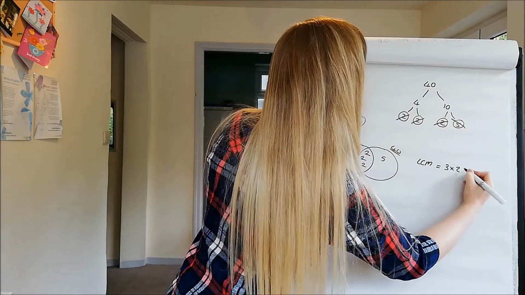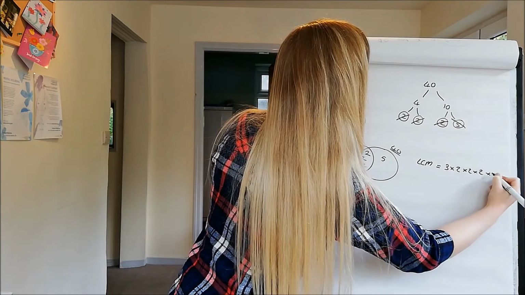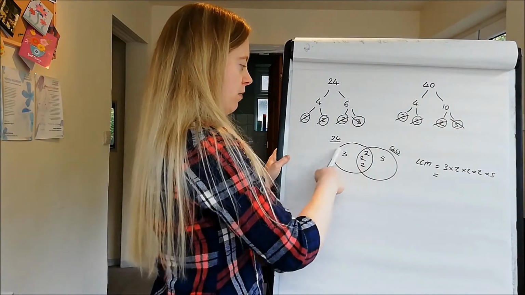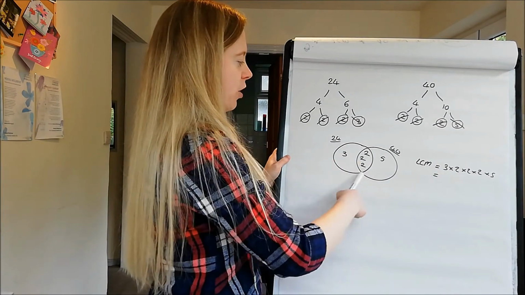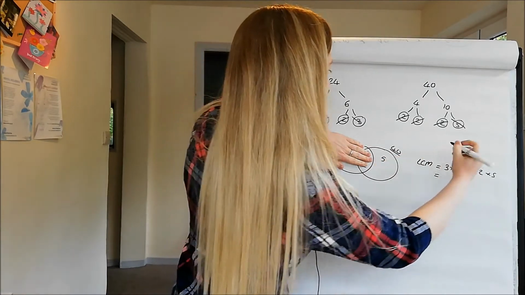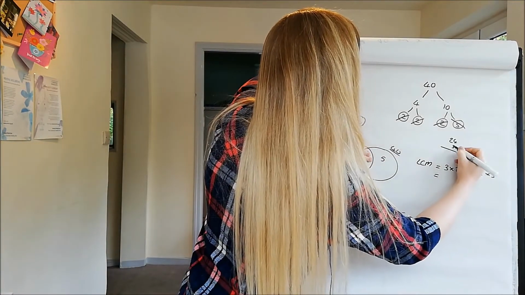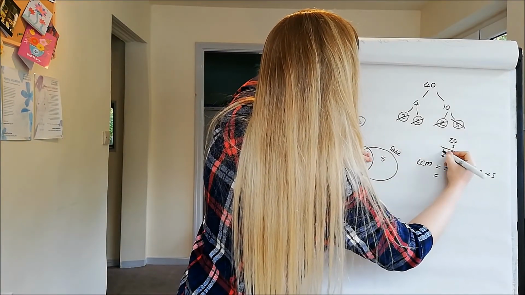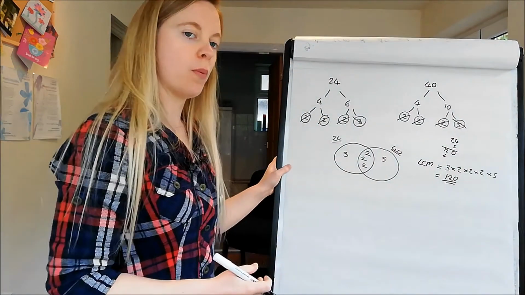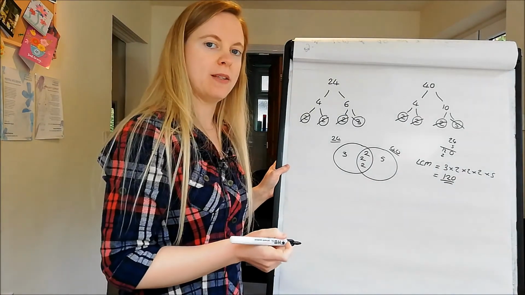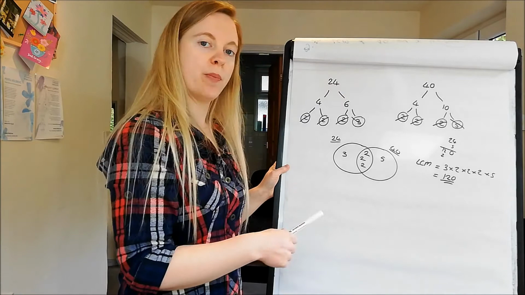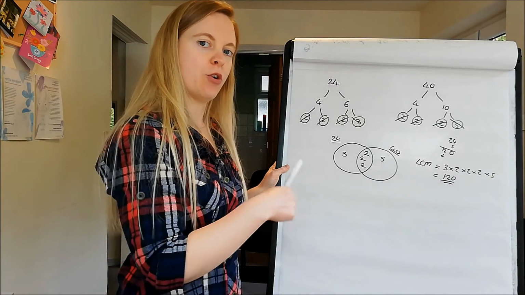So 3 times 2 times 2 times 2 times 5. That whole bit represents 24. And 24 times 5 is 120. So the lowest common multiple is 120. And so in the context of the question we were given, the minimum number of people at the party is 120.